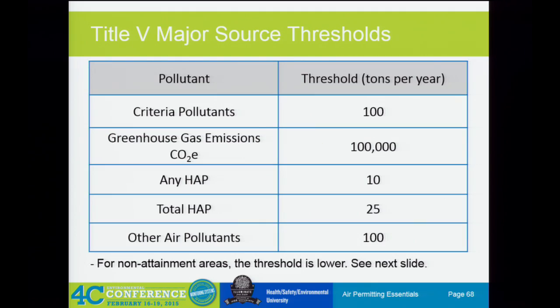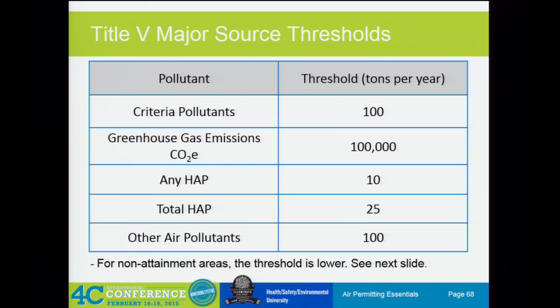So under Title V, the thresholds are similar to the construction permitting thresholds. Your criteria pollutants still have that 100 tons per year threshold. Your greenhouse gas emissions have a threshold of 100,000 tons of CO2 equivalent, similar to the construction permits. Any HAP, this is where it gets a little bit more specific. So any one specific hazardous air pollutant has an individual limit of 10 tons per year that would trigger a Title V permit. Or total HAPs, so you add up all of your HAPs together. If that is greater than 25 tons per year, you would trigger Title V permitting requirements.